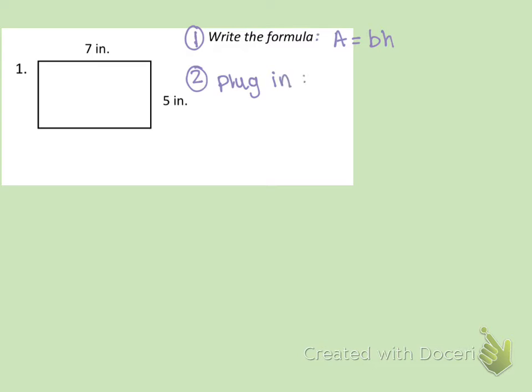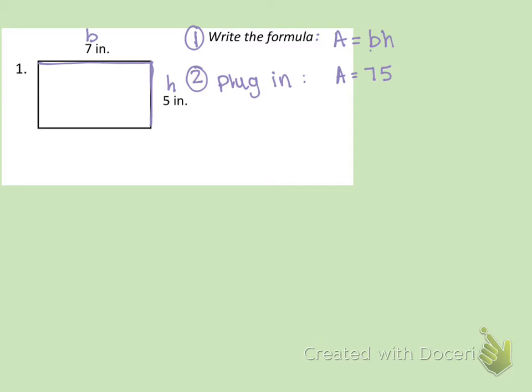So let's identify. Your base is going sideways and your height is up and down, just like if you were to measure your height at a doctor's office, you would stand up straight and tall. So base here is 7 and height is 5. So here we would write the formula plugging in our values. So A equals, and because we know B is 7, instead of writing B, we're going to write 7. Okay, and then height is 5, and so instead of writing H, we're going to write a 5 right here.